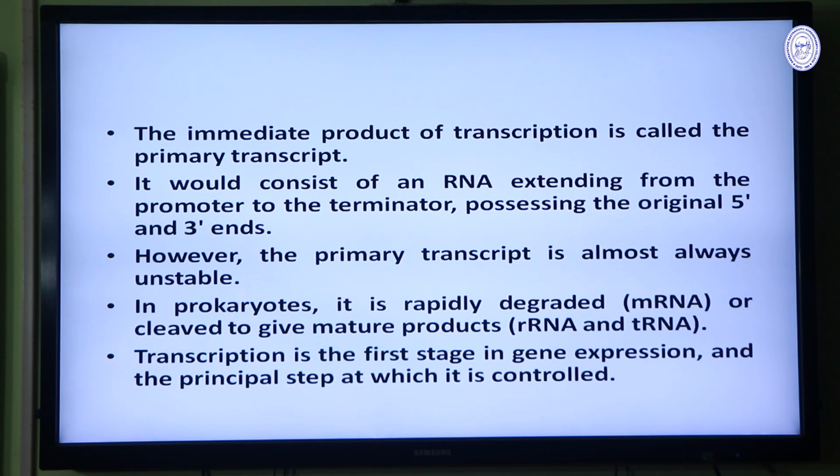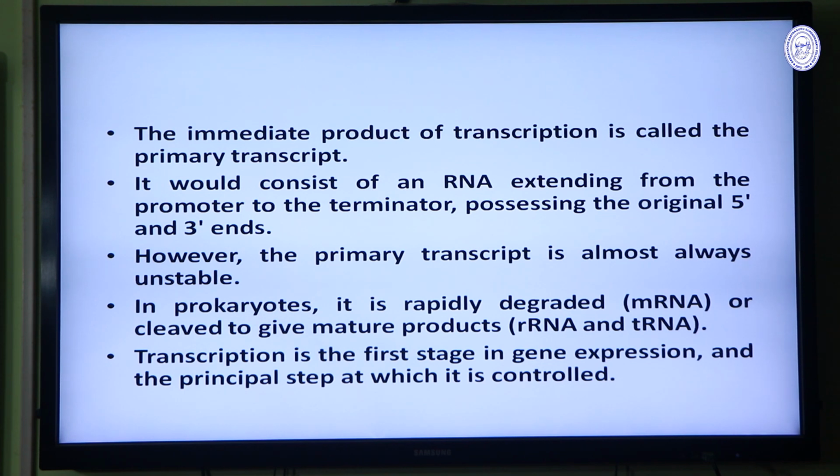So, the immediate product of transcription is called the primary transcript. It would consist of an RNA extending from the promoter to the terminator, possessing the original 5 prime and the 3 prime ends. However, the primary transcript is almost always very unstable, mainly in the bacterial system. In the eukaryotic system, this primary transcript basically undergoes some sort of modifications, that means the 5 prime capping, 3 prime polyadenylation, and also the splicing events occur, so that the mature products are being produced.